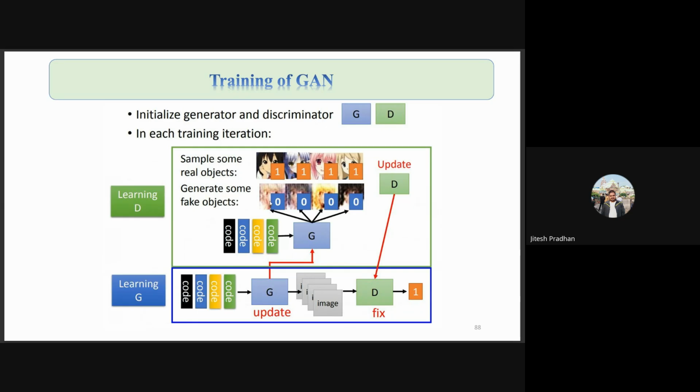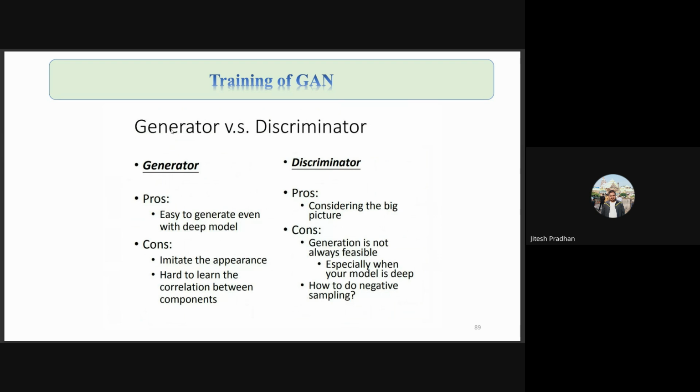This is another example. I have already discussed that we have a generator and a discriminator, with pros and cons. Pros: it's easy to generate even with a deep model, and the discriminator can consider big pictures also. Cons: it limits imitating the appearance and is hard to learn. Now after 50,000 iterations we are getting good results. Generation is not always feasible in this case. These are some common examples.